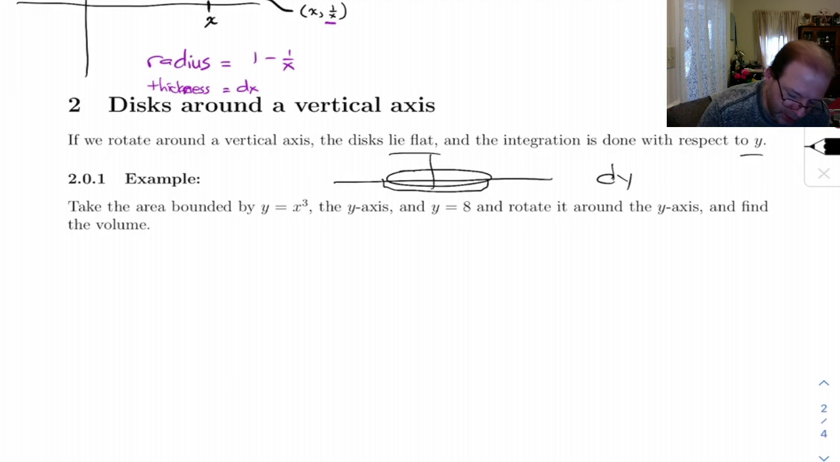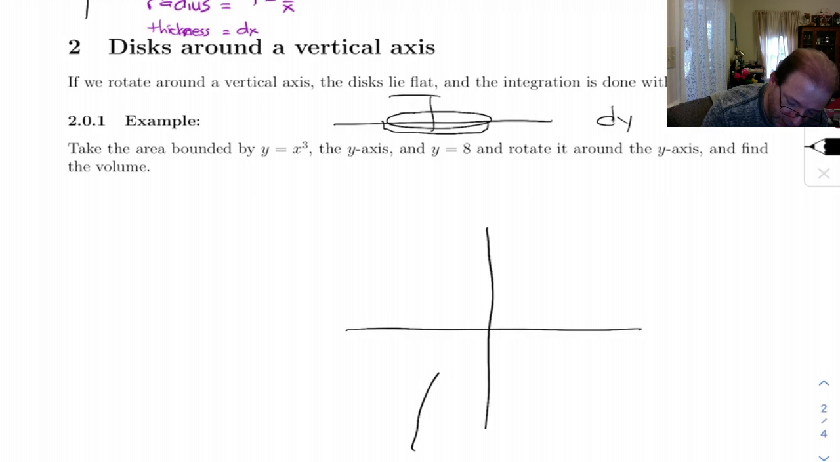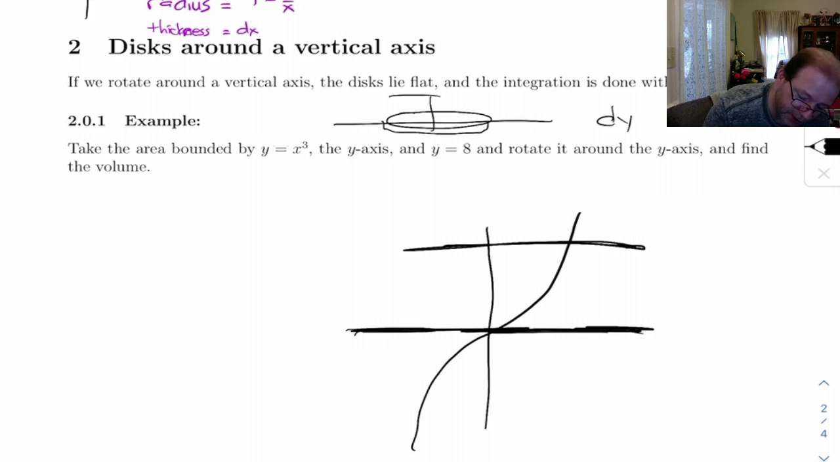So let's do an example. Take the area bounded by y equals x cubed, the y-axis, and y equals 8. I'm going to do a rough drawing of this, and then a better drawing of it. So I'm going to come over here and draw this first. Y equals x cubed looks like that. The y-axis, of course, is here. And y equals 8 is up here. So the area that's enclosed by all of these is this bit inside of here.